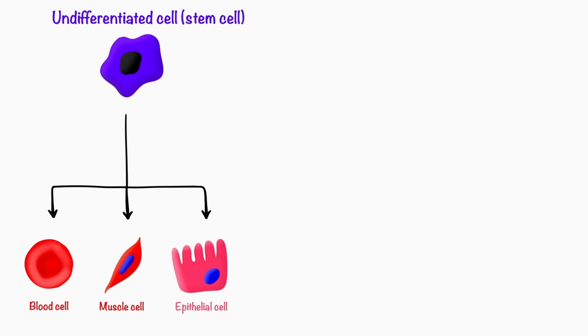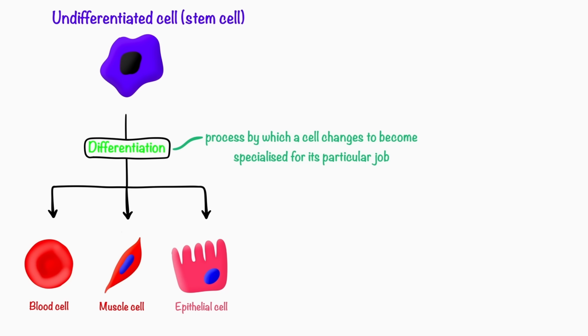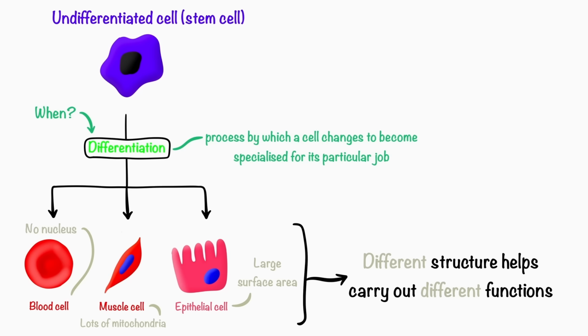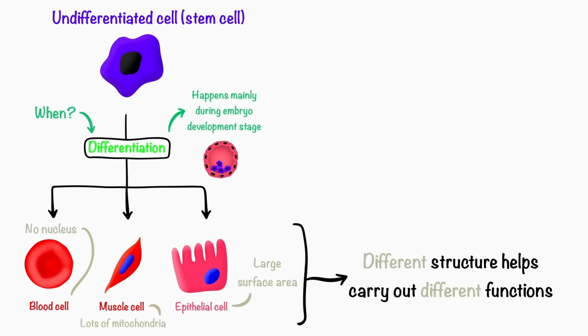Let's explore how cells become specialized through a process called differentiation. Differentiation is the process by which a cell changes to become specialized for its particular job. As cells differentiate, they develop different subcellular structures, and these structural changes enable them to carry out specific functions. When does differentiation occur? For most organisms, it happens during development.